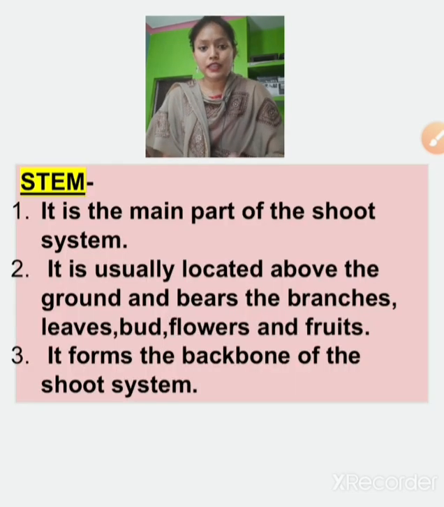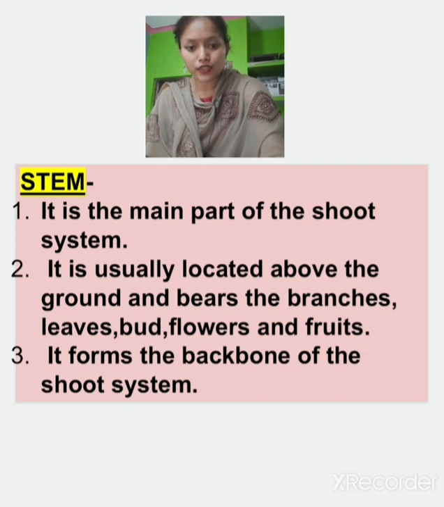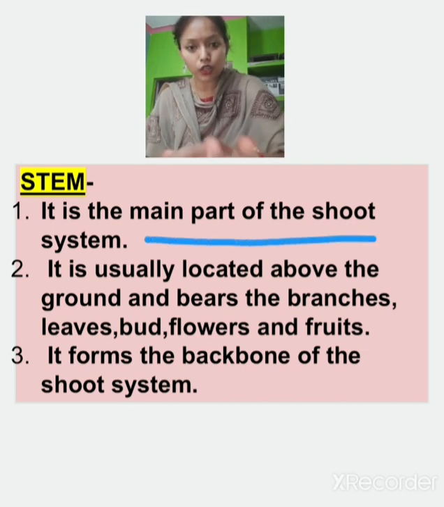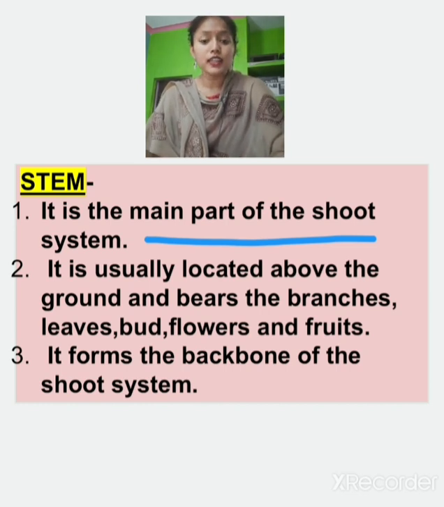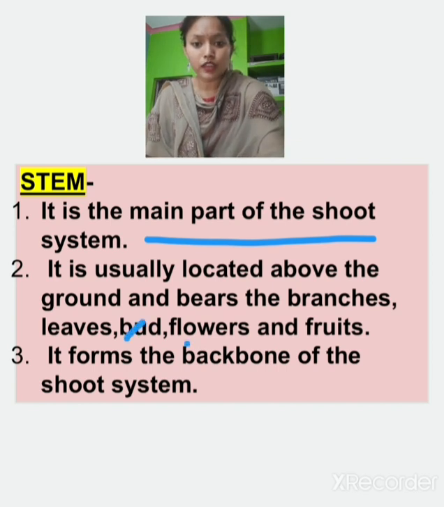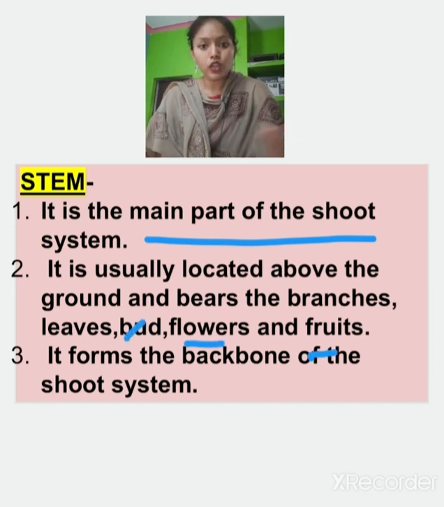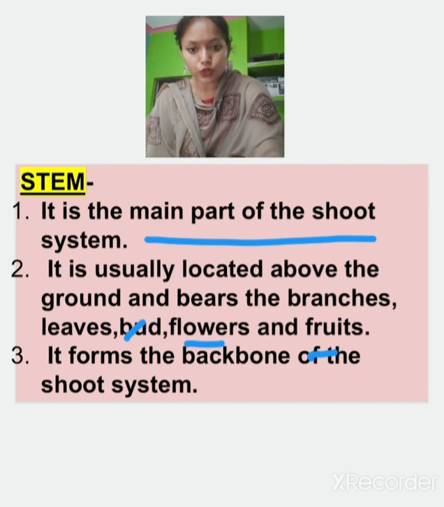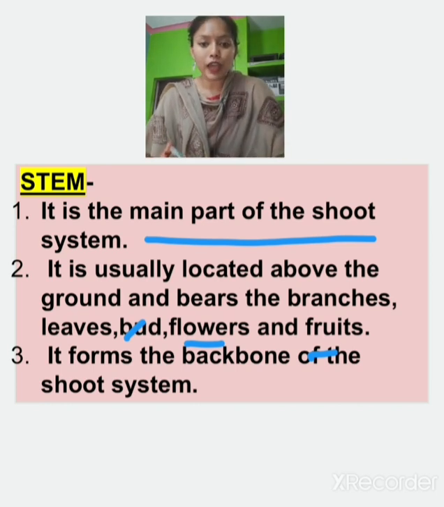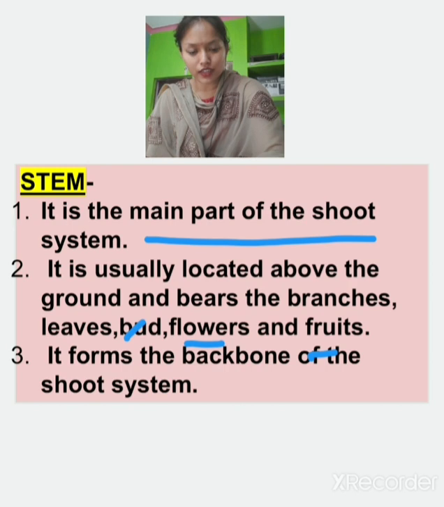The stem is the main part of the shoot system. It is usually located above the ground and bears the branches, leaves, buds, flowers, and fruits. All these fruits, leaves, buds, flowers are present on the stem only. Through stems only they go from one place to another. It forms the backbone of the shoot system. This we have studied.